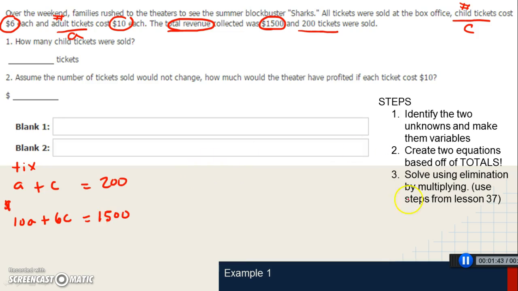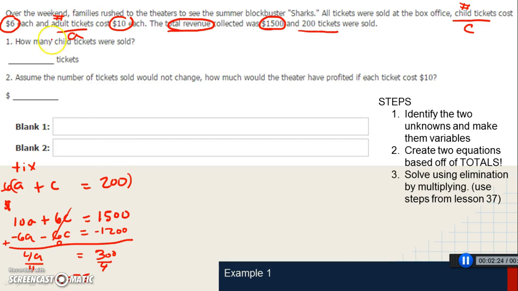So in order to use elimination, that's our next step, we need to scale these. I'm going to multiply this top equation by -6, and I end up getting -6 times A is -6A, -6 times C is -6C, and -6 times 200 is -1200. We can add these two equations, and 10 minus 6 is 4A. 6 minus 6 is 0, so we call that elimination. And 1,500 minus 1,200 is 300. 4A equals 300. We use inverse operations to divide by 4, and A equals 75.